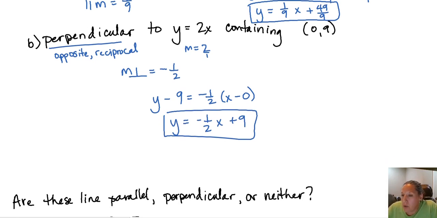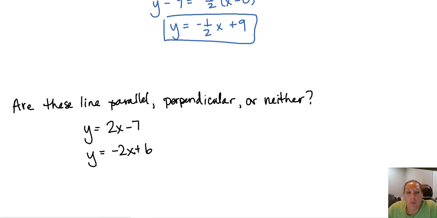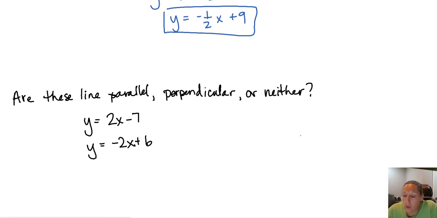All right, our last example, we're looking at the equations and determining whether the lines are parallel, perpendicular, or neither. Remember, parallel is the same slope. Perpendicular is opposite reciprocal slope. And then neither, of course, means neither one of these. So the slopes that we have here are 2 in y equals 2x minus 7. And our other line is y equals negative 2x plus 6.